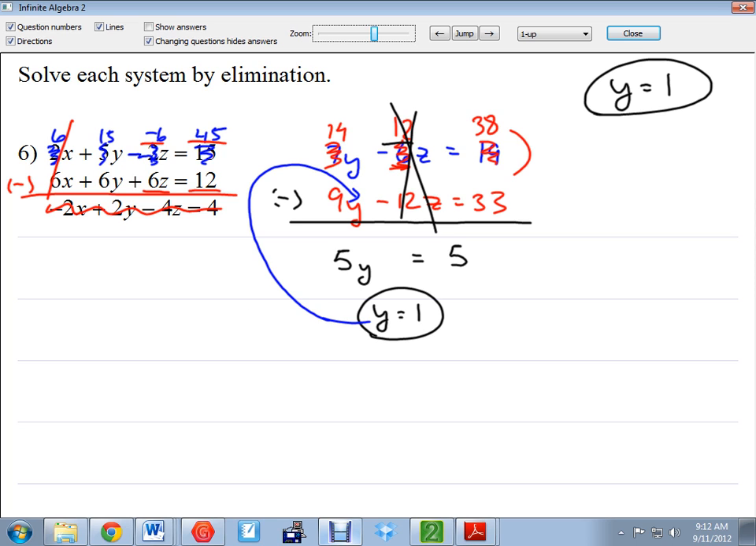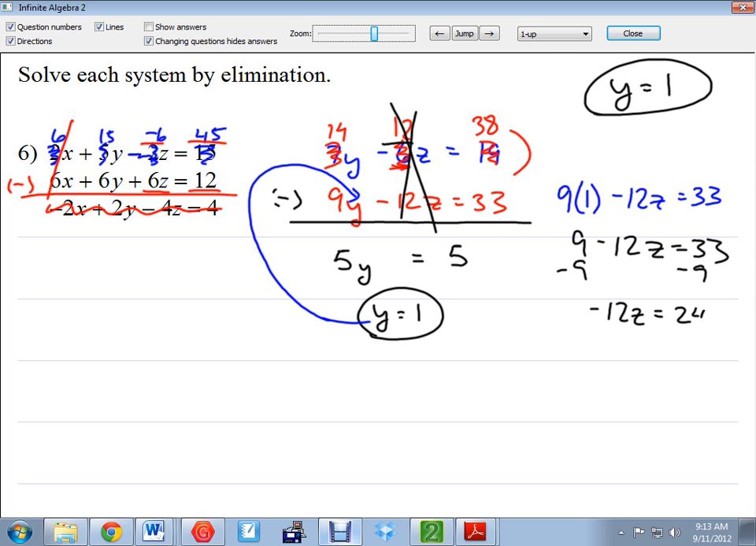It doesn't really matter. And so we'd say 9 times what y is, which is 1, minus 12z is equal to 33. See, I only have one variable in this equation now because I know y, and this is not a hard thing to solve. 9 minus 12z is equal to 33. Subtract 9 from both sides. Negative 12z is equal to 24, and then that'll make z equal to a negative 2. Now that is the second of my variables that I know. I still am missing one other.